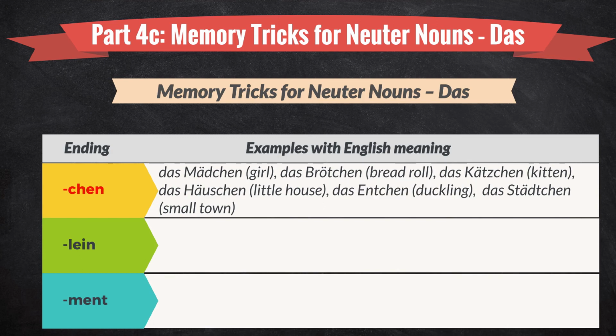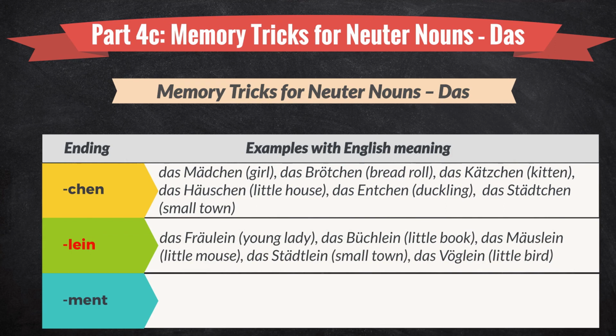Another diminutive ending is -lein. For example, das Fräulein means young lady, das Büchlein means little book, and das Mäuslein means little mouse. These endings usually indicate a smaller or affectionate form of the noun.